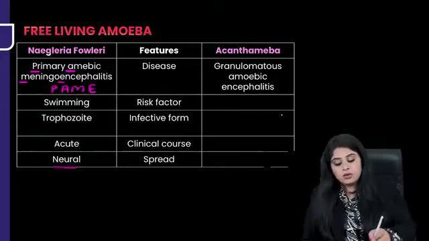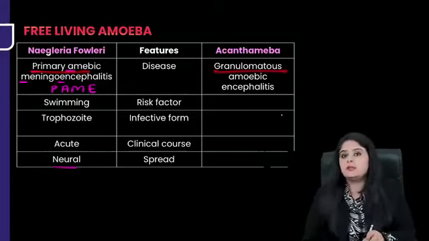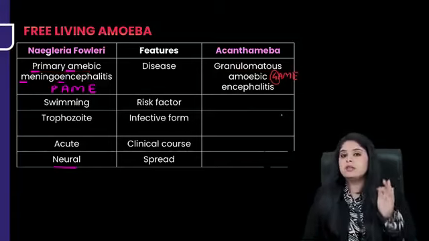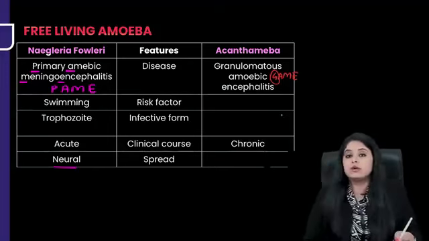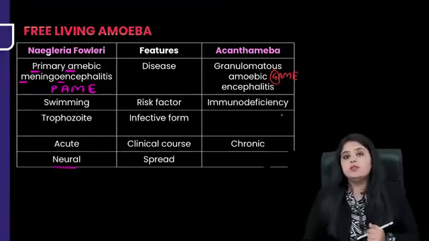Versus when I talk about Acanthamoeba, it does not cause primary amoebic meningoencephalitis, it causes granulomatous amoebic meningoencephalitis. So here I can call it GAM. Granuloma, my pathology lectures tell me, is a chronic inflammation, so the clinical course is going to be chronic. So how does this occur? This is very commonly seen in HIV positive patients.